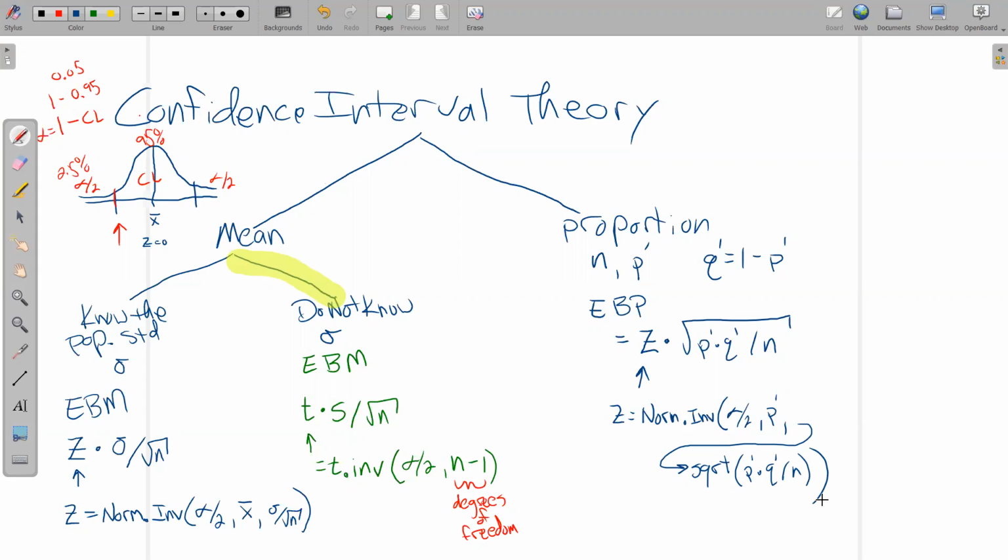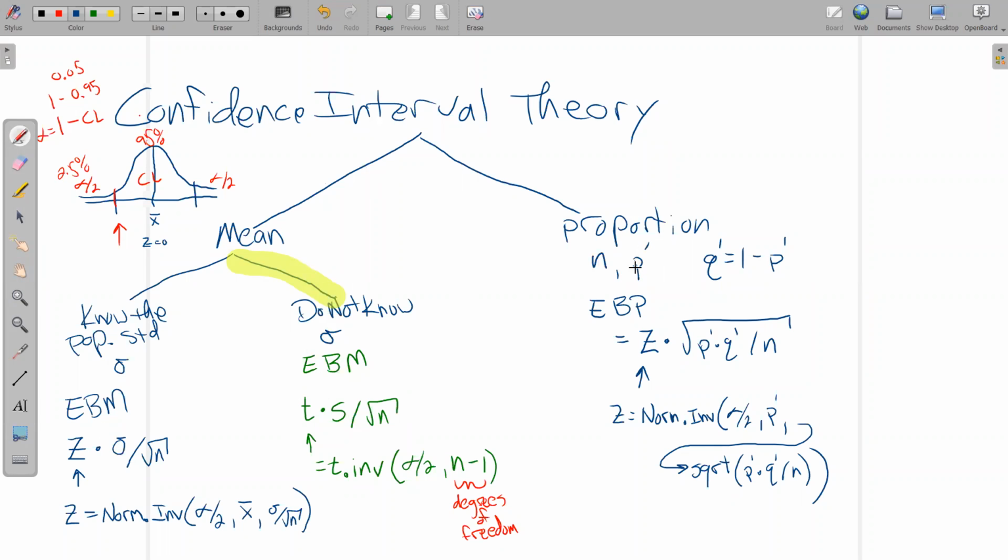Now, in this situation, those are the formulas you need if you happen to make a confidence interval. If you're making a confidence interval, you have to decide first, are you a mean or a proportion? If you're a mean, do you know the population standard deviation or not? These are the formulas if you don't, and these are the formulas if you do for a confidence interval.